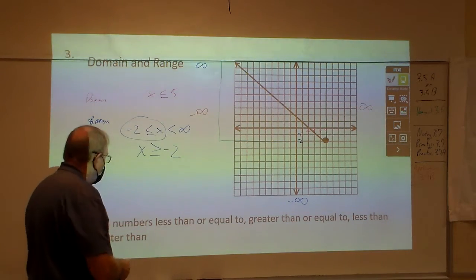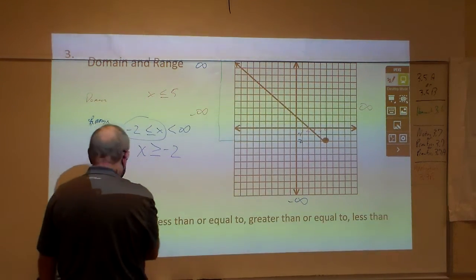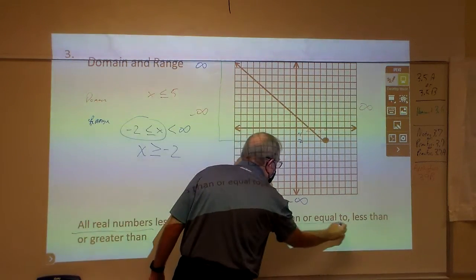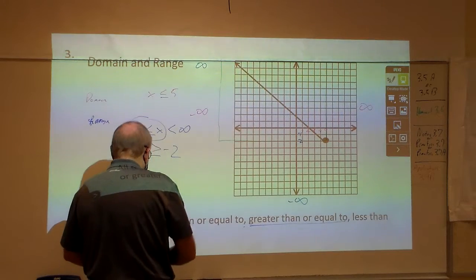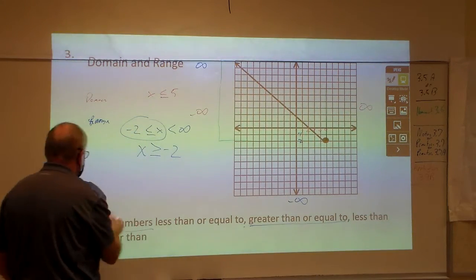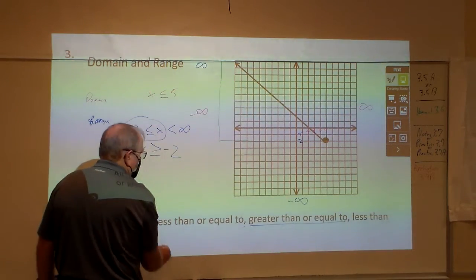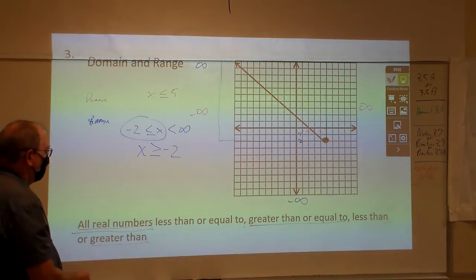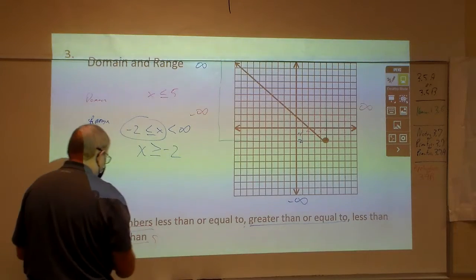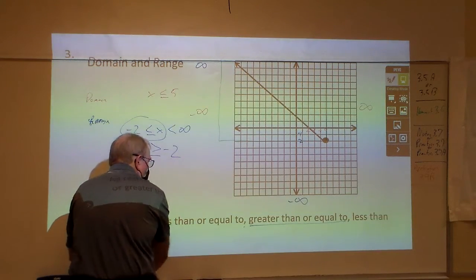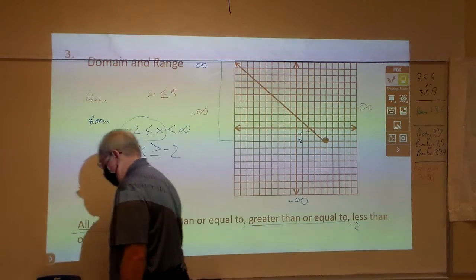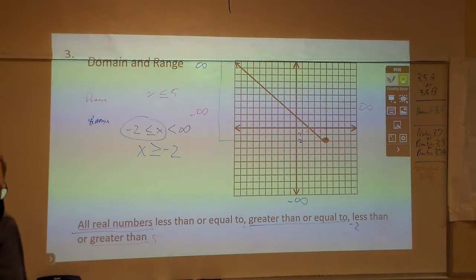It would say x, all real numbers, greater than or equal to -2. And if it was range, it would say all real numbers just greater than the 5. That would have been the 5. This one would have been the -2. So be prepared for words or actual symbols.